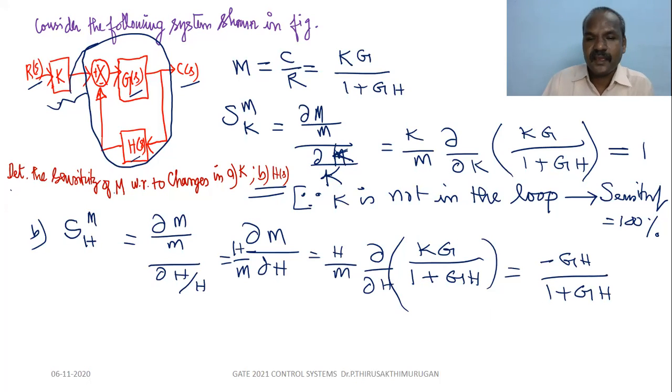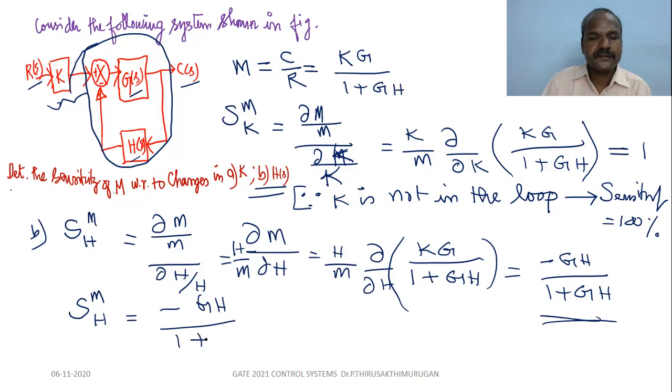So these are the changes in the sensitivity. You do the differentiation. So differentiate this, you will be getting this answer. The sensitivity with respect to H equals minus GH divided by 1 plus GH.